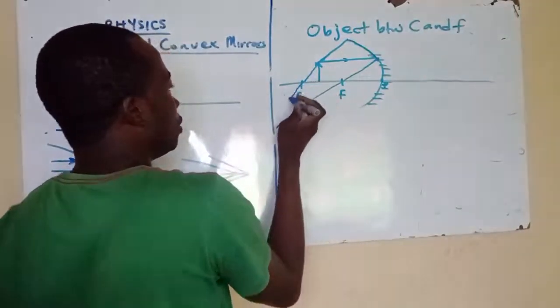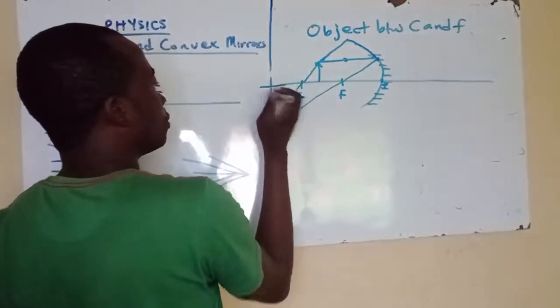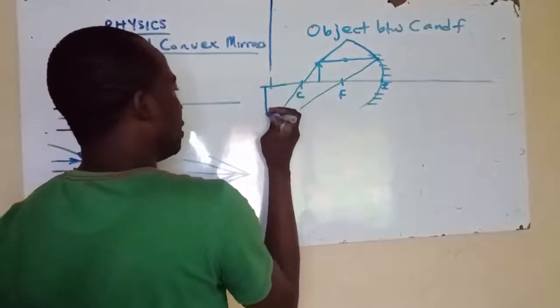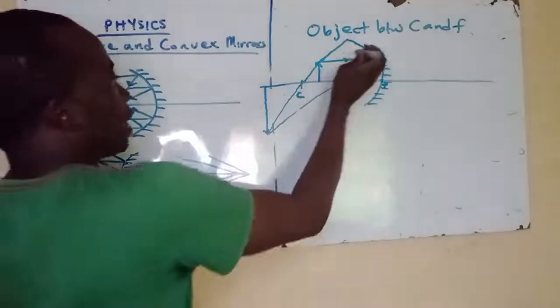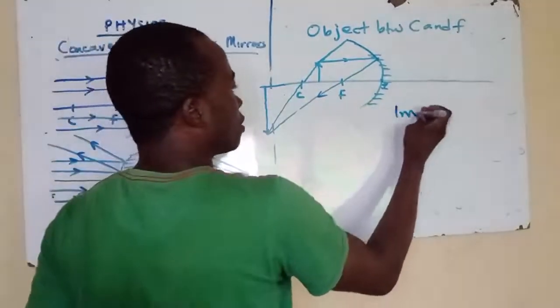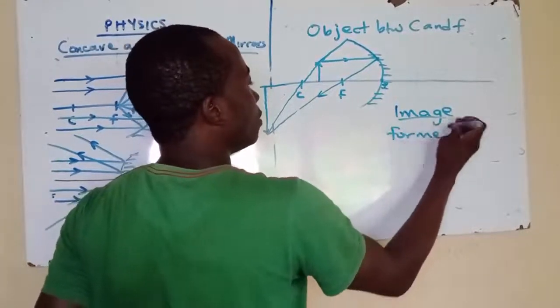So the object will be passed through the curvature directly. Something will now be formed here. The image will be formed here. So this is how it will look. The line will pass through the curvature. So the image will now be what? The image will be formed beyond C.